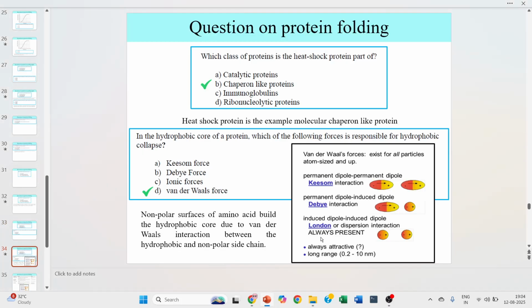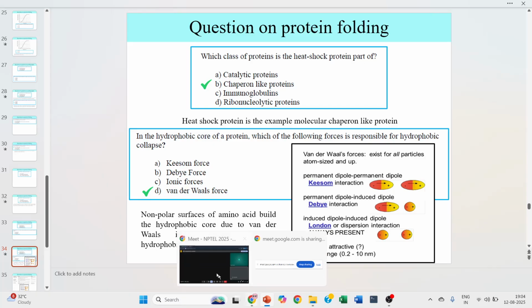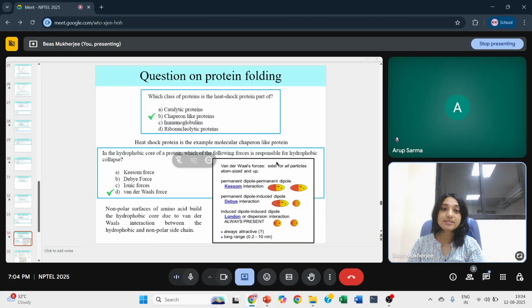Yeah, that's right. So see what is happening. Van der Waals forces exist for all particles atom sized and up. Permanent dipole-dipole interaction is called Keesom interaction. Permanent dipole-induced dipole interaction is called Debye interaction. And induced dipole-induced dipole interaction is called London or dispersion interaction. This is always present, and these are all long-range forces. The non-polar surface of amino acids builds the hydrophobic core due to van der Waals interaction between hydrophobic, non-polar side chains. So there are hydrophobic interactions.